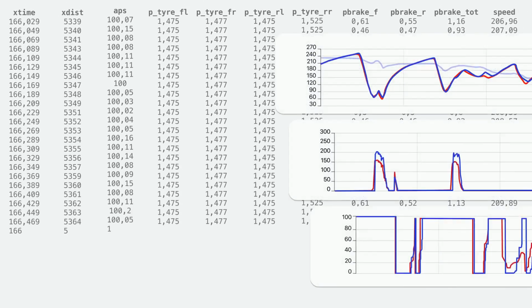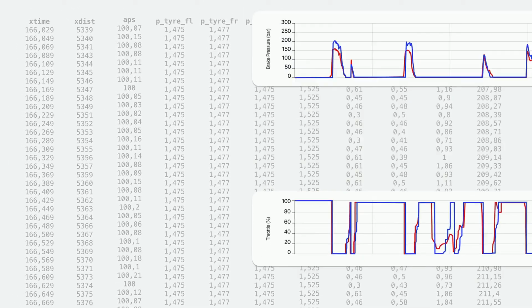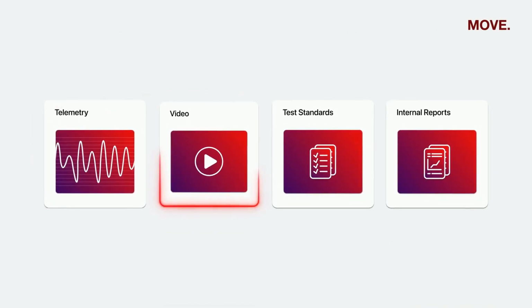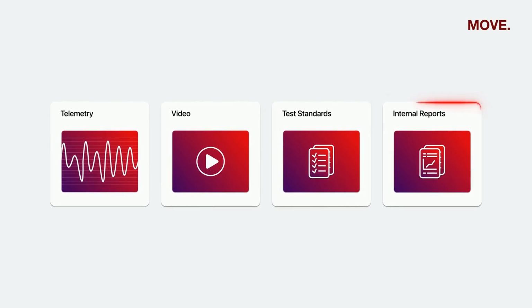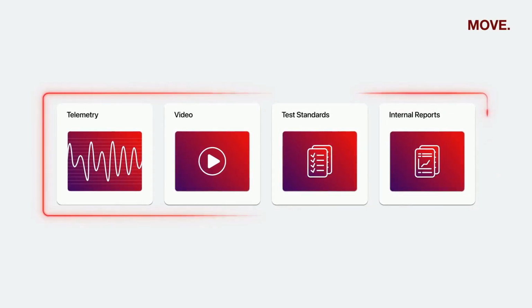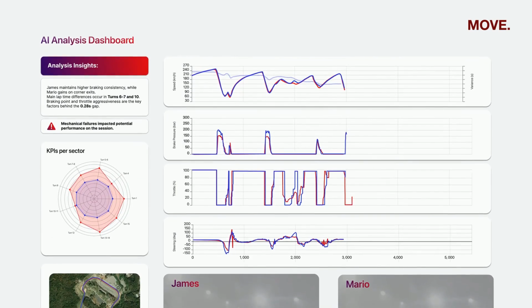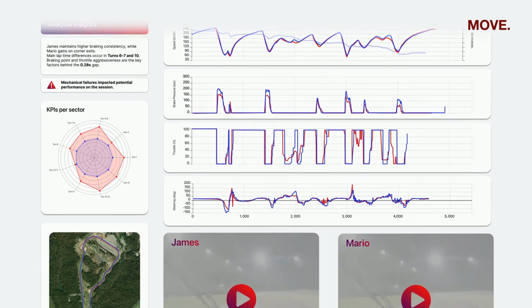That's why we built MoveDot, an AI agent platform that processes 100% of your engineering data. You go from this information overload to conclusions you can act on. MoveDot agents plug into everything: telemetry, videos, test standards, and internal reports. Minutes later, we are looking at detailed analysis, with key findings already identified and prioritized.